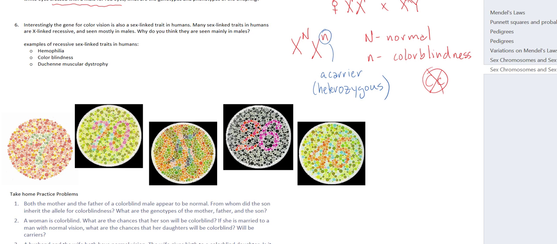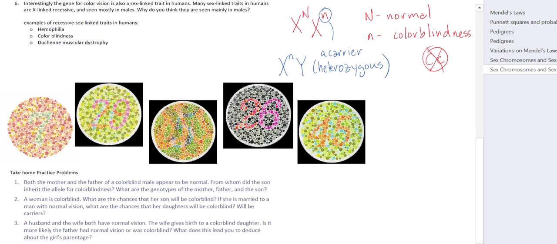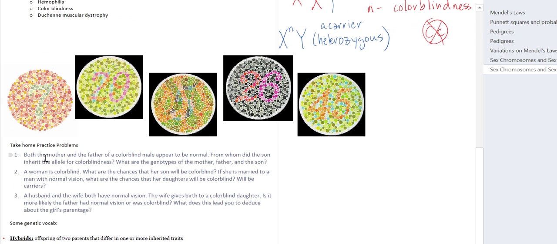Interesting thing with males is that it's why sex-linked traits show up more often in males, because they don't have the alternate X chromosome to mask the recessive allele. So if they have the recessive allele, they only need one in order to see the phenotypic appearance of that trait. So that's it. There's some questions here at the bottom.